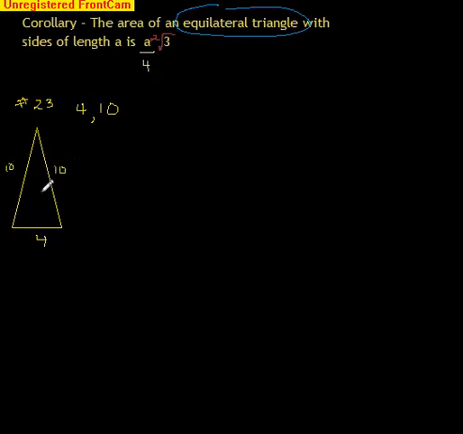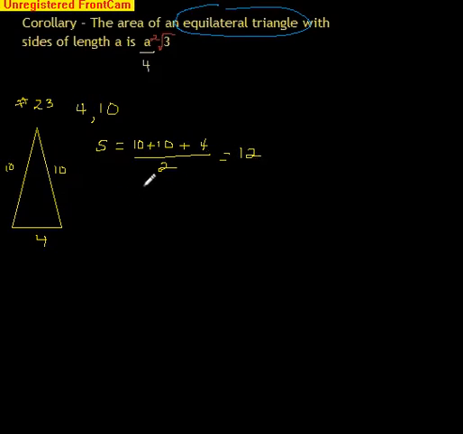We're going to find the area of that, and we're going to use Heron's theorem because we don't have an altitude, so we have to use it. So the first thing you do is you find the semi-perimeter. You add up the sides, 10 plus 10 plus 4, divided by 2. So you get 24 divided by 2, and your semi-perimeter is 12.